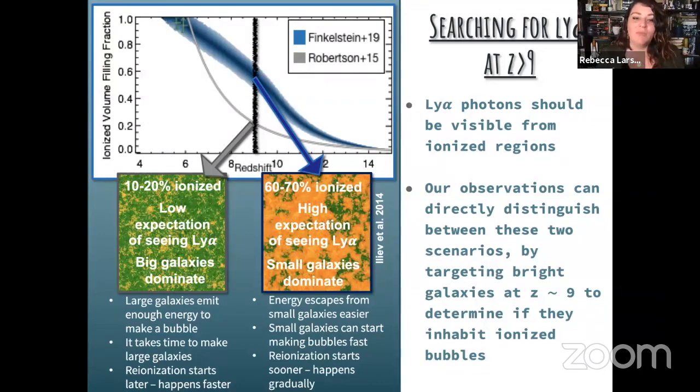So if we assume that about 60% of the universe is ionized, we should be able to see Lyman alpha. That is because Lyman alpha will resonantly scatter out of phase if the ionized bubble is large enough. If you have an ionized bubble that's about a megaparsec across, you would be able to see Lyman alpha along that line of sight. So what we wanted to do was to target galaxies that we thought would be some of the ones in those ionized bubbles early on.